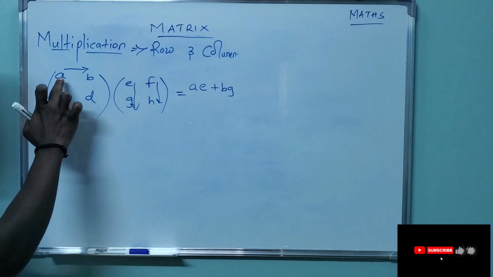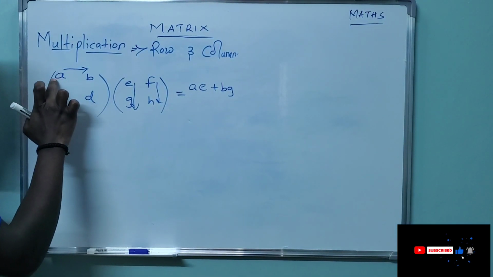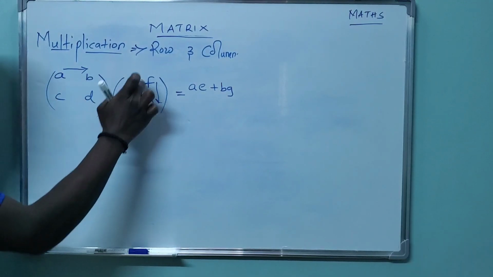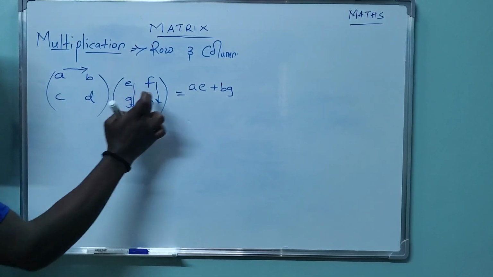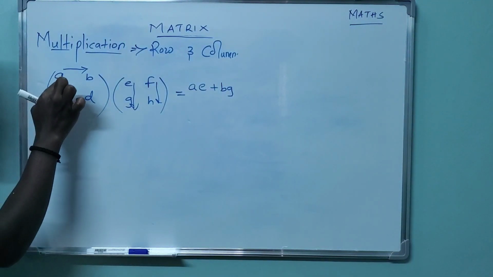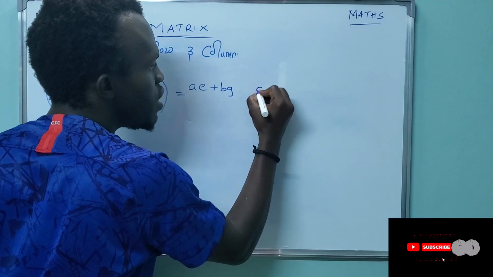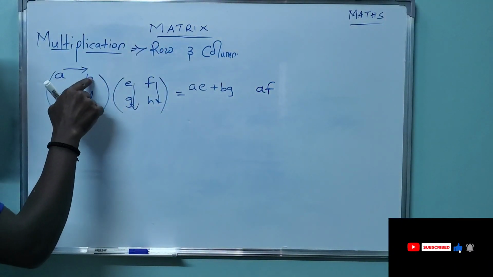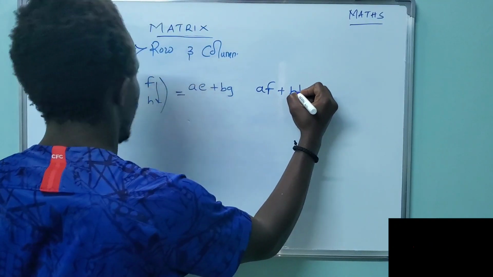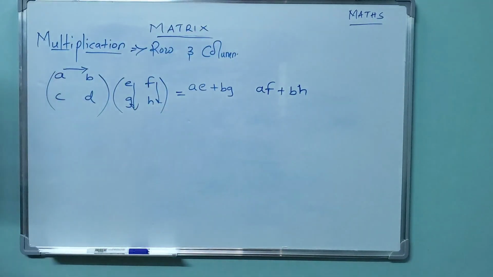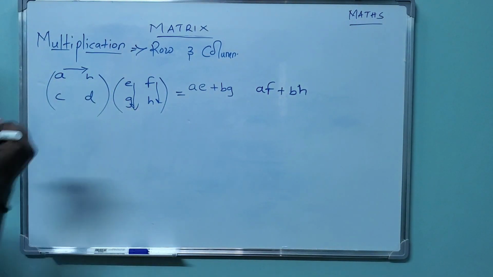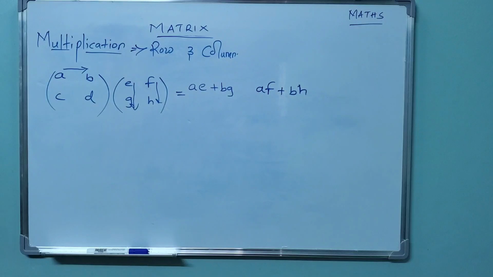So we are done with the first row and the first column. Now we go to the first row again with the second column, whereby I'm going to say A multiplied by F, it is going to be AF. And again, B multiplied by H, I'm going to have there plus BH. Now I'm done with the first row.